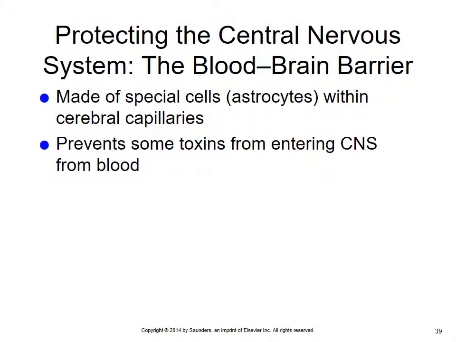Our last slide addresses the blood-brain barrier. Glial astrocytes are part of the cerebral blood vessel wall that supplies the brain and spinal cord. These astrocytes select the substances allowed to enter the CNS from the blood. Some antibiotics or drugs in general cannot cross the blood-brain barrier.